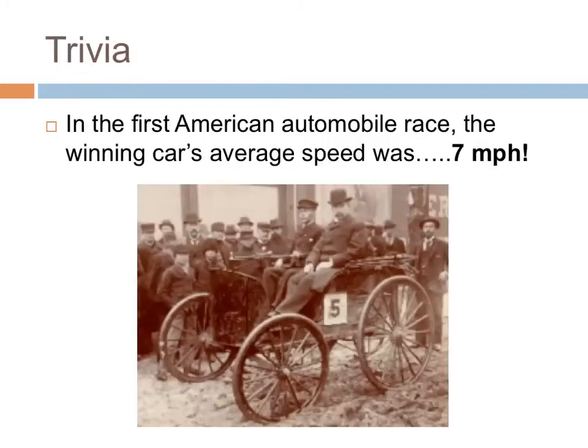So answer to the question, in the first American automobile race, the winning car's average speed was just 7 miles per hour. So this is kind of interesting. It happened in 1895 in Chicago, and the race was only 2 years after automobiles were first introduced. So this race was put on by a newspaper to promote the cars. So this was the winning automobile. There were only 6 people that competed, but I thought that was pretty interesting.